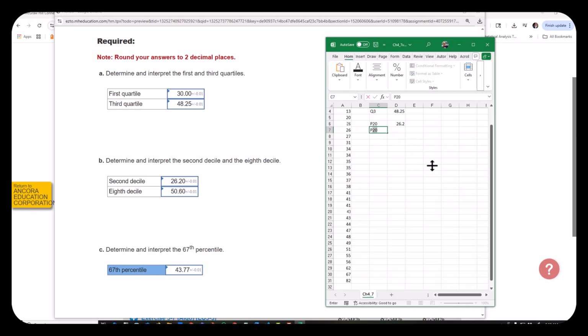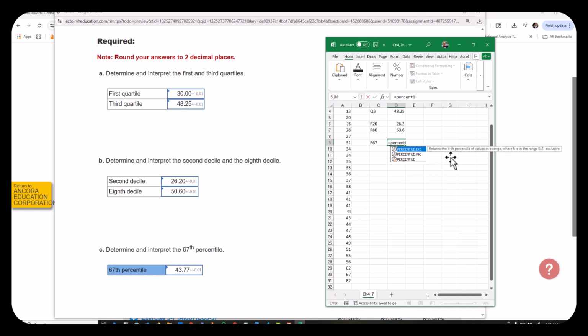I want my 8th percentile. So remember, these are by tens. The second decile, I did 2 times 10, which is 20. So this would be 8 times 10. So this would be 80. I do equals percentile.exe. I highlight all my data, comma, 0.80 for the 80th percentile. I get 50.6.